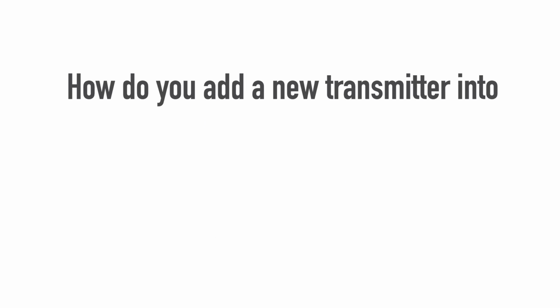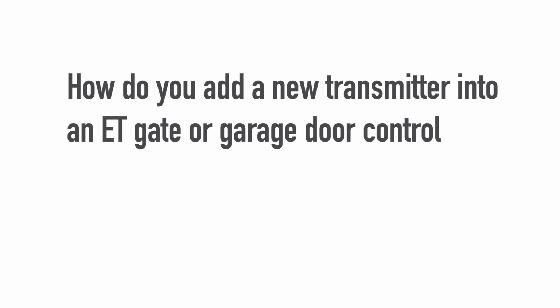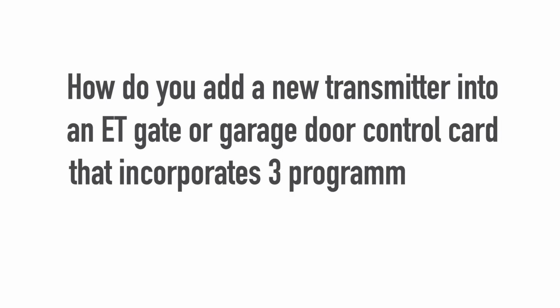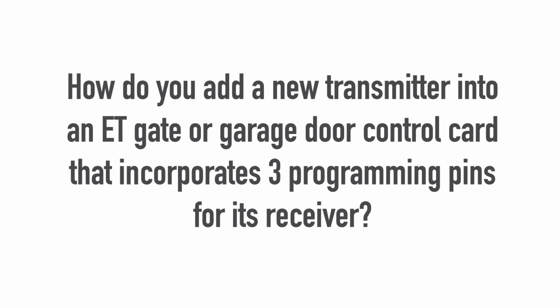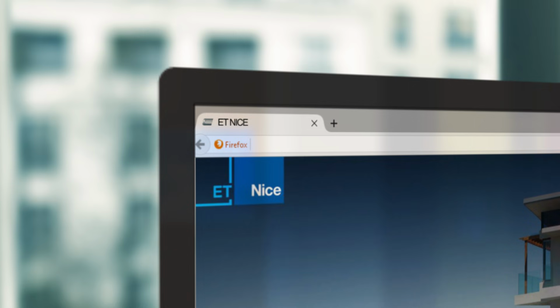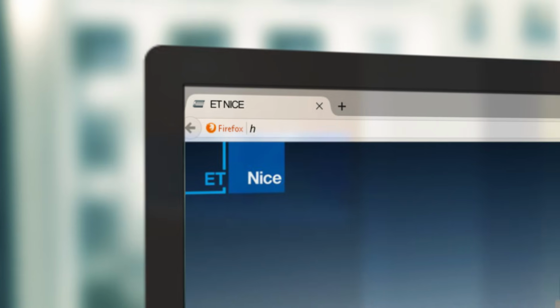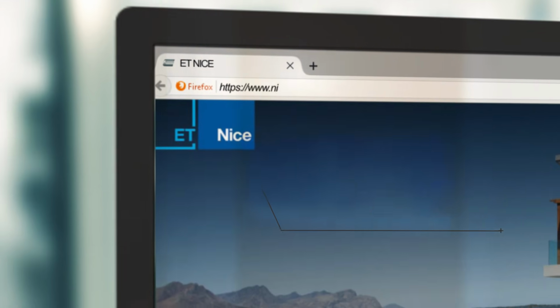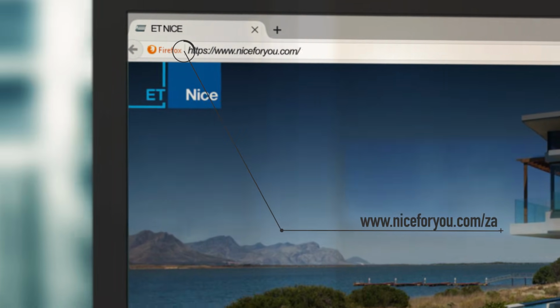How do you add a new transmitter into an ET gate or garage door control card that incorporates three programming pins for its receiver? If you do not know how the ET Blue Mix transmitters work with regards to the older ET Blue receivers, please watch the ET Blue Mix video before continuing with this procedure. The link to this video can be found here.